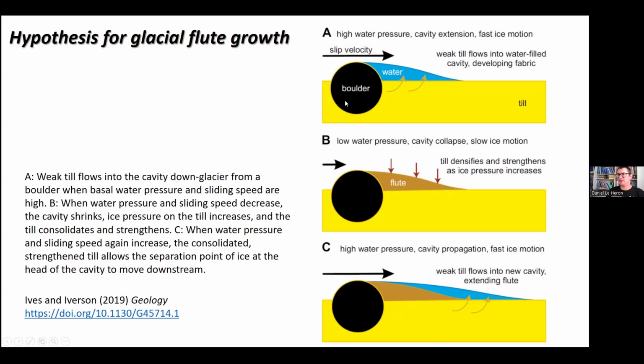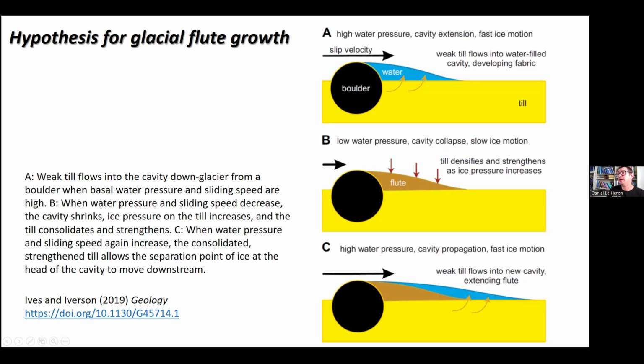And they basically did a lot of anisotropy of magnetic susceptibility work on the sediments in Iceland on one particular flute, and were able to figure out in which direction the sediment was flowing as the flute was forming and shearing was taking place beneath the glacier. So the general idea is that you have a boulder here in picture A, and behind it there's a cavity. So the sediment will flow up into the cavity.